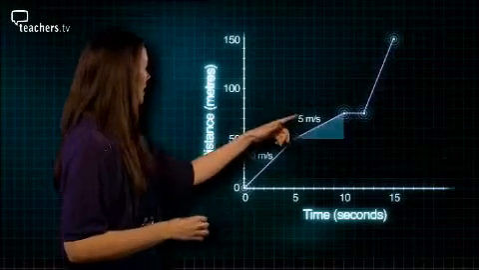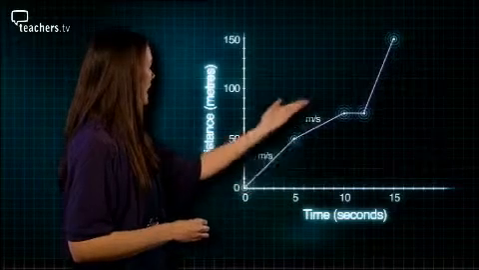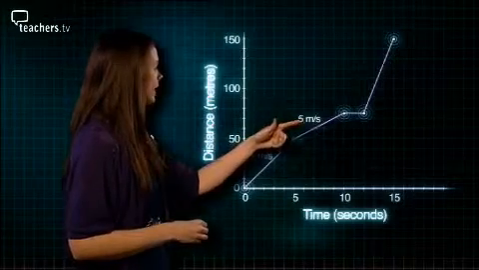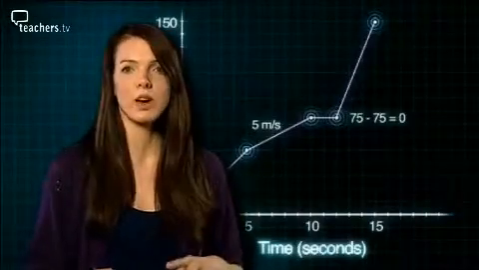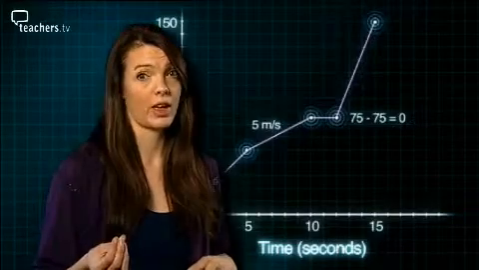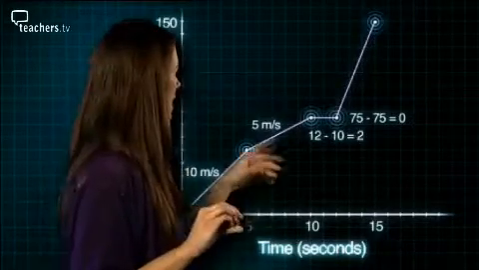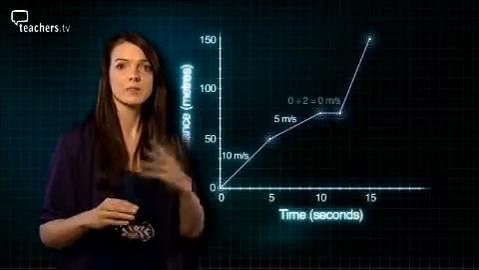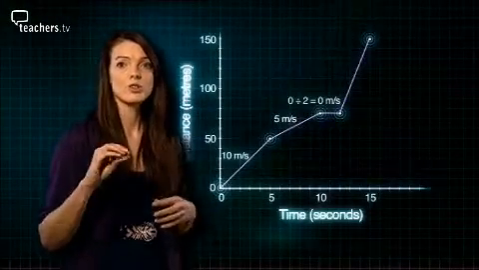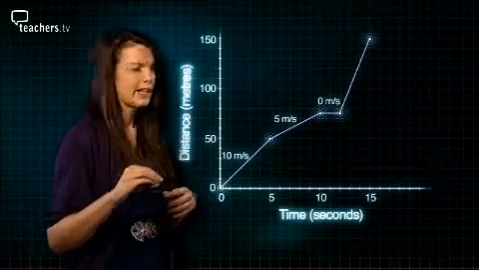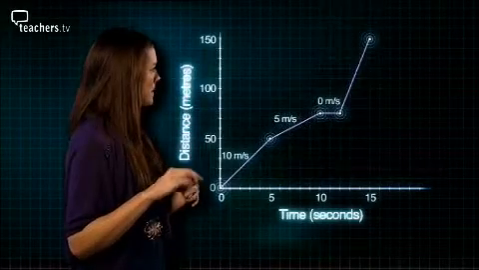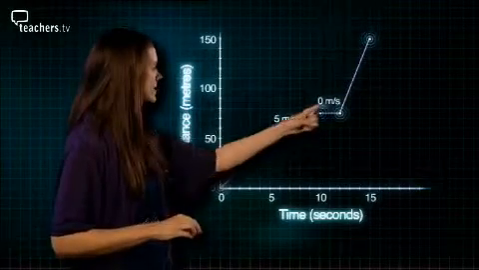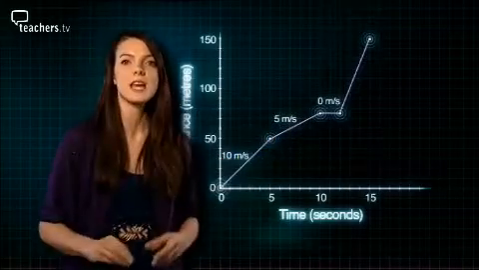Okie doke, the third leg. This starts at 10, 75 and finishes at 12, 75, which means the distance travelled is nothing. Oh dear. And the time taken is 2 seconds. So our speed is 0 divided by 2, which is 0 metres per second, and this means that we're not moving anywhere. Whenever you see a flat horizontal line like this in a distance time graph, it means your speed is 0.